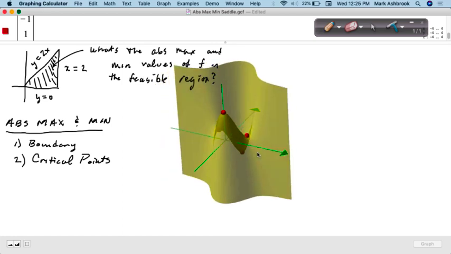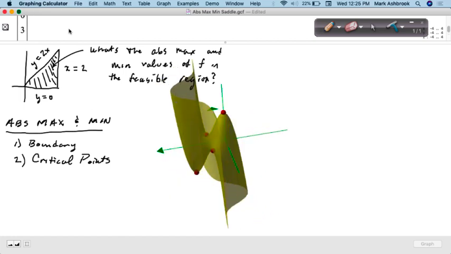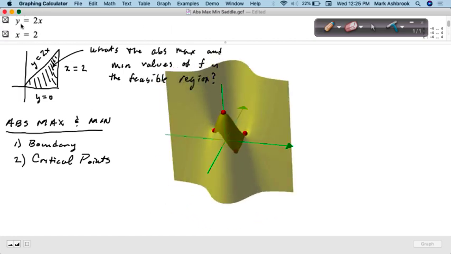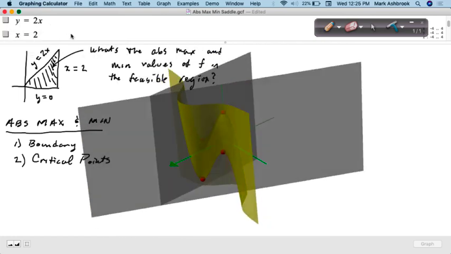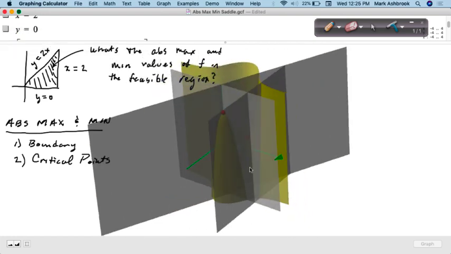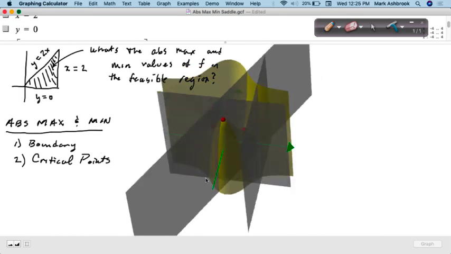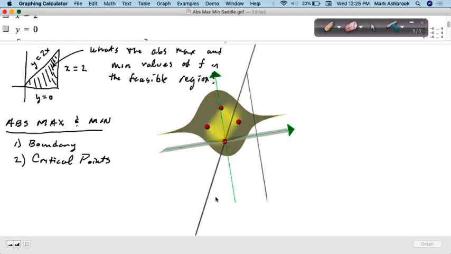So let's graph these: y equals 2x, y equals 0, and x equals 2. And see what, so if I graph y equals 2x, x equals 2, and y equals 0. Stop the madness here. And then look down on the xy plane. Okay, so now, looking down on the xy plane, we see the feasible region is inside y equals 2x, x equals 2, and y equals 0.